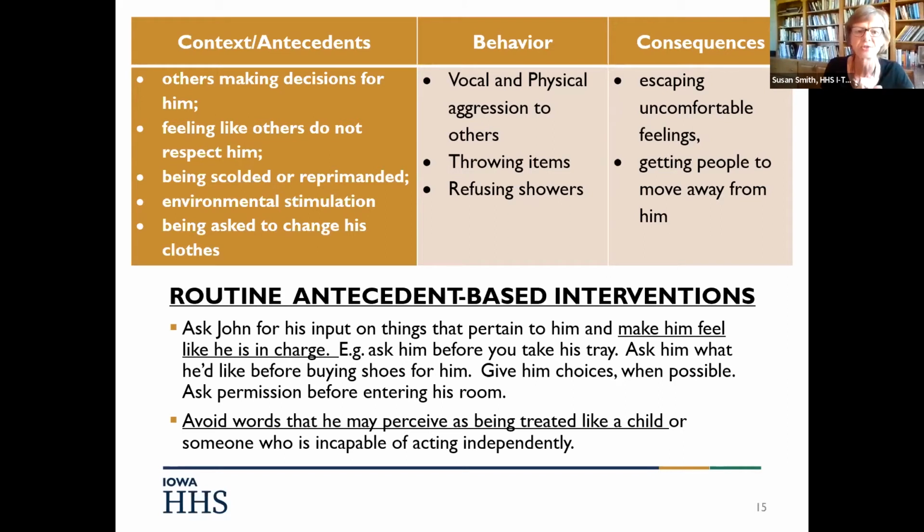Ask before we enter his room. Ask before we take his tray. If there was an issue where he thought somebody picked out shoes without asking him, use all those examples that are going to address the antecedents that are in that box. And avoid any words that are going to make him feel like he's being treated like a child, because that was something important to him. We can ask him what he needs. Is there something that I can help you with? Is there anything that you need?